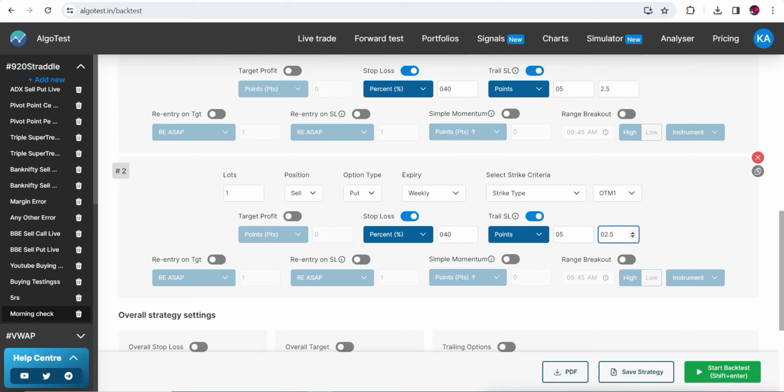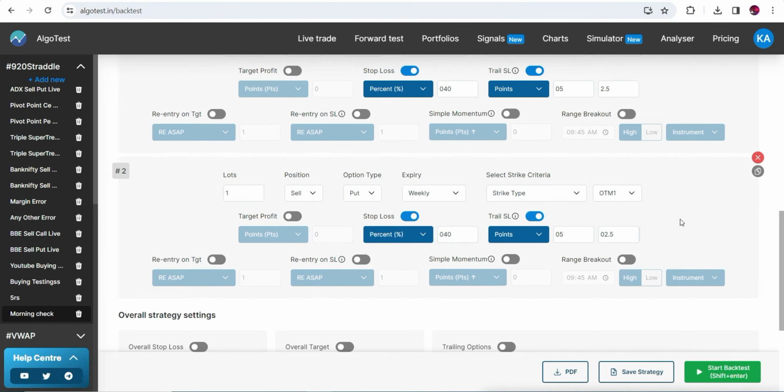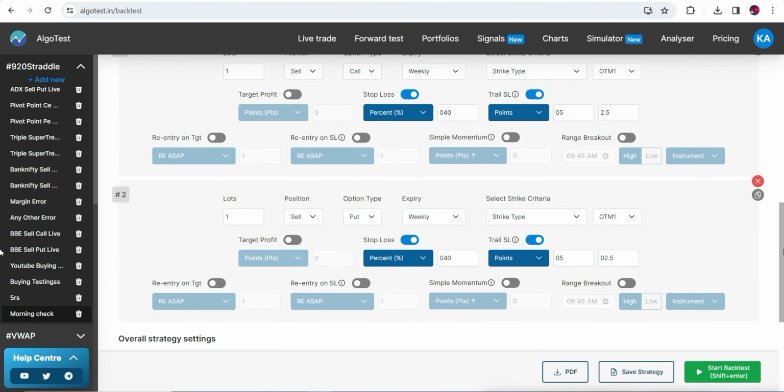Now this is the simple thing that we have created. Now we are going in advance. What advance? We are going to use the re-entry feature and I am going to explain how the re-entry feature works in AlgoTest. So I will select re-entry on stop loss here. If I select re-entry on stop loss, it means if our stop loss is hit, it will re-enter. Now how many times it will re-enter, that we can define here.